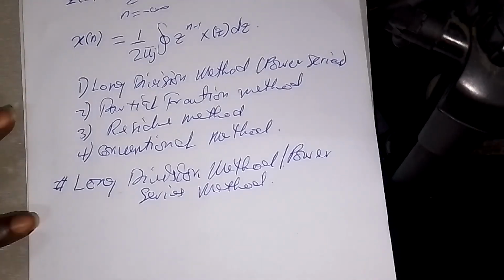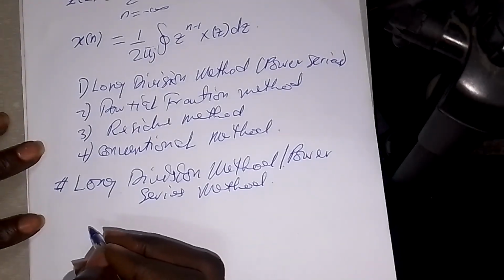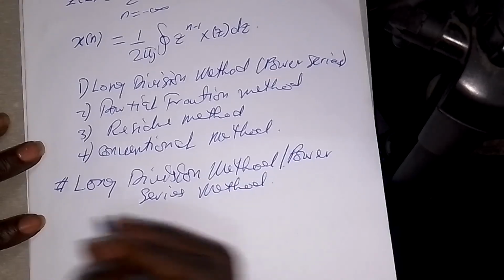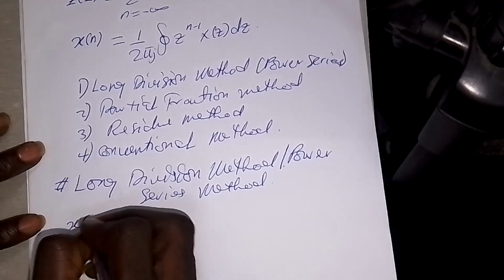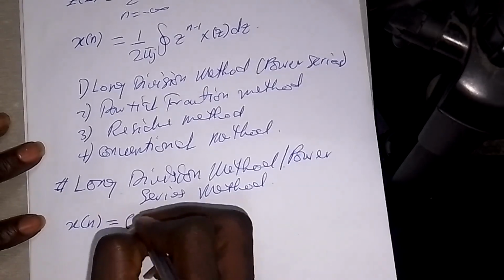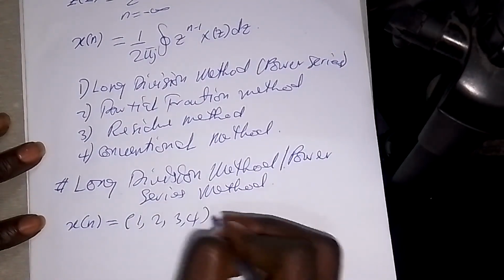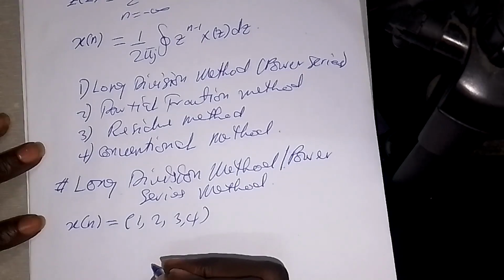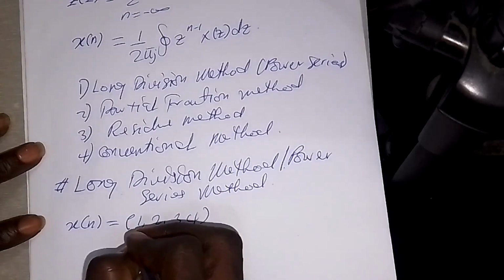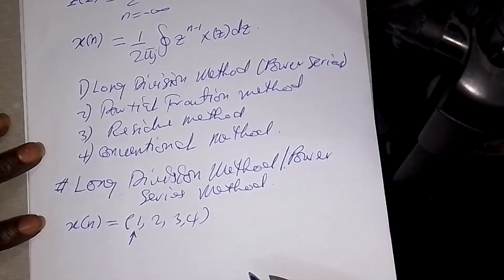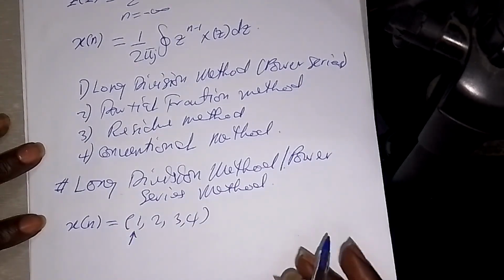Okay, so now let's look at some of the x of n that we can have. For example, if I have x of n of, let's say, 1, 2, 3, 4, like this, and let's say my arrow is like this. This is basically a right-sided sequence.